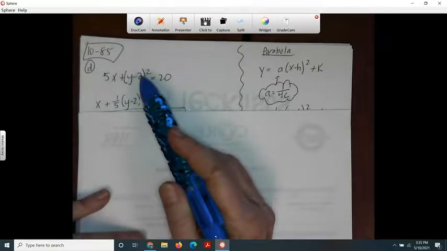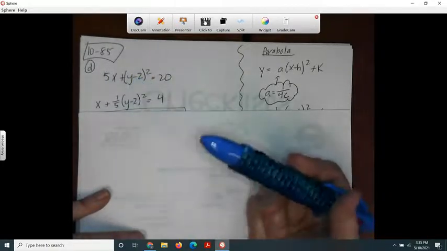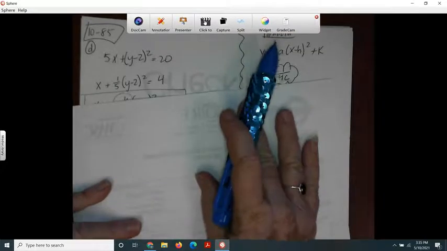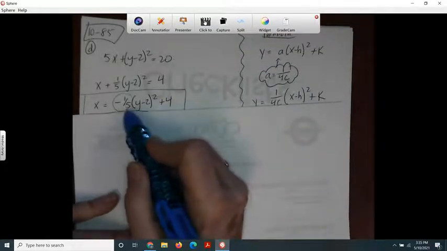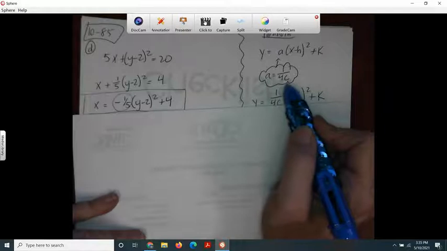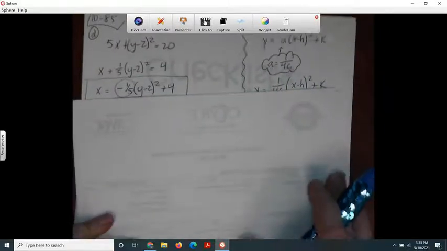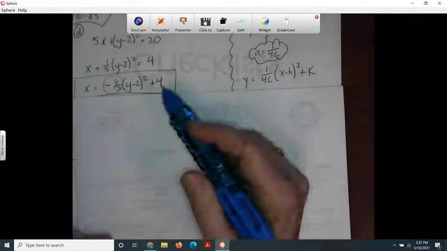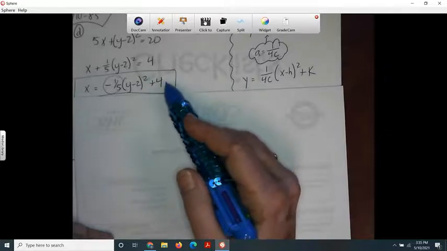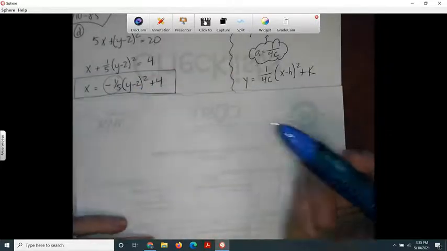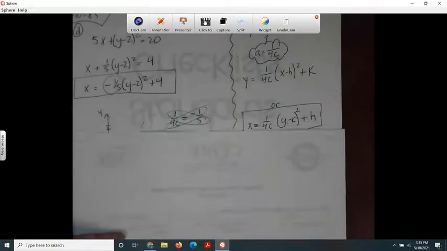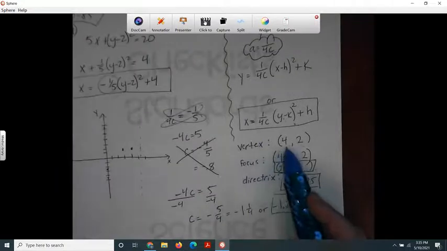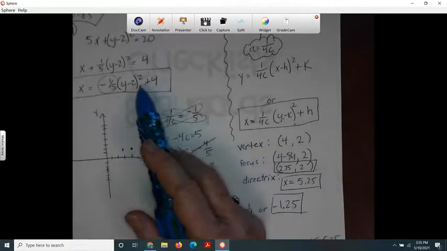And then instead of dividing by 5, I multiplied by 1/5 here. And then 20 divided by 5 is 4. And so there's my graphing form right there. And this is a. But remember, a is 1 over 4c. And the c is going to help us find our focus. And then we know now what our vertex is because we can use h and k. Our vertex is h comma k. So right here I wrote our h comma k. See, it's the 4 and the 2.